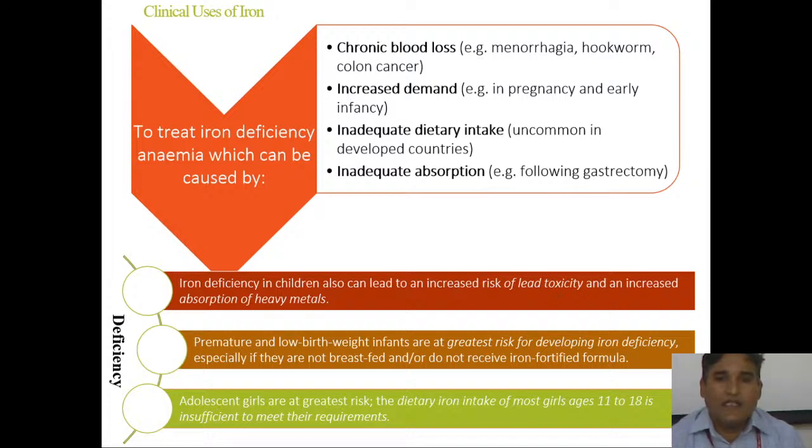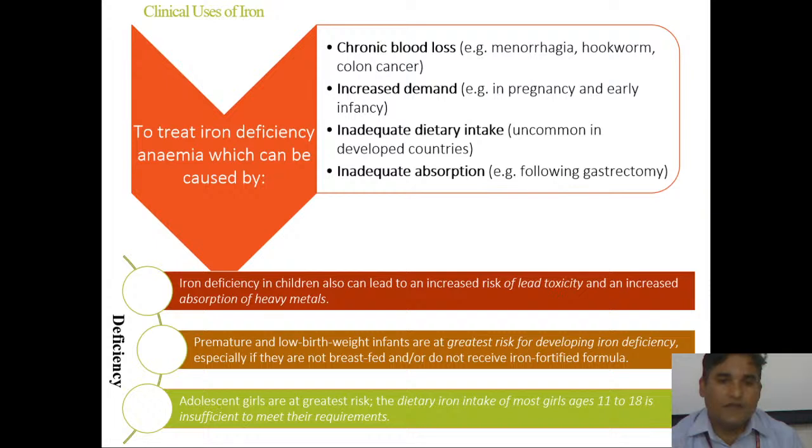Iron deficiency in children may lead to other metal toxicity, especially heavy metal toxicity such as lead toxicity, because iron deficiency in children leads to increased absorption of other heavy metals. Premature low birth weight infants are at greatest risk for the development of iron deficiency, especially if they are not breastfed or do not receive iron-fortified formula.